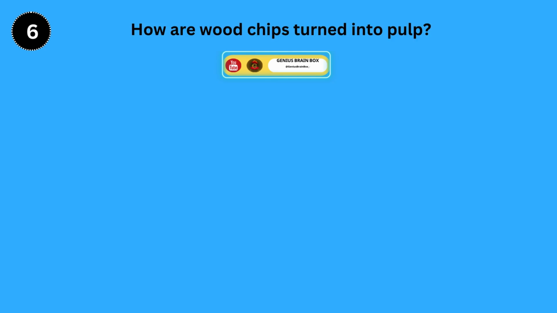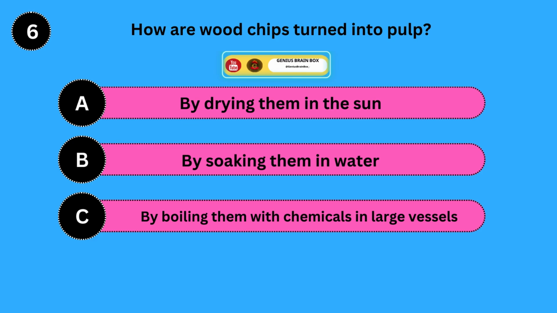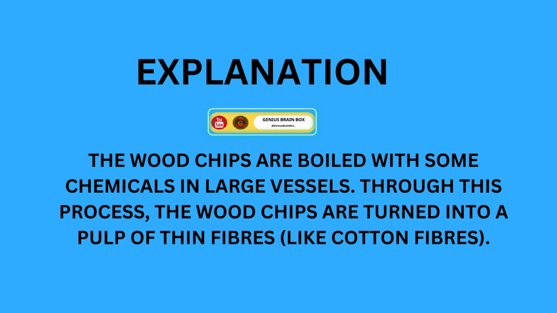How are wood chips turned into pulp? Option A. By drying them in the sun. Option B. By soaking them in water. Option C. By boiling them with chemicals in large vessels. Correct answer is... Explanation. The wood chips are boiled with some chemicals in large vessels. Through this process, the wood chips are turned into a pulp of thin fibers, like cotton fibers.